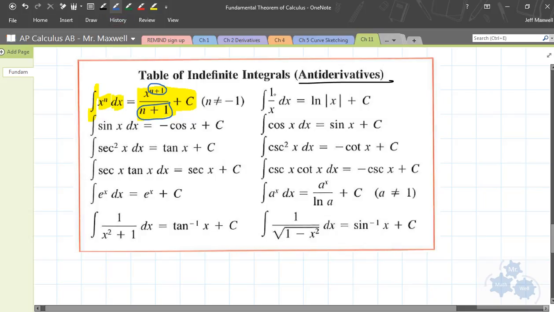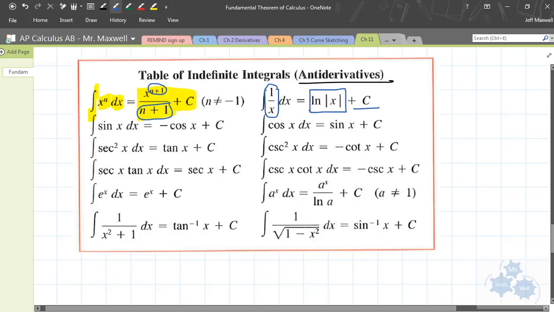Now, if the variable has an exponent of -1, that's a special case. And what we do there, instead of turning it into a constant, which doesn't make sense, right? You have -1, you add 1, that's 0, then you divide by 0. That doesn't work. So that's why this is a special case. And the antiderivative, or the integral of 1 over x, is the natural logarithm of x, or absolute value of x. Okay? Plus c. Of course, all these are plus c at the end, right?